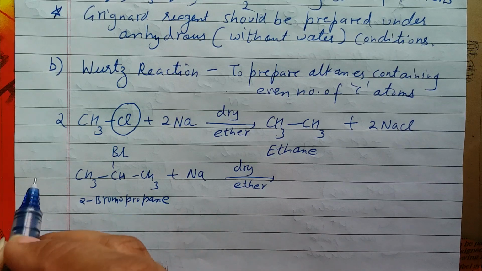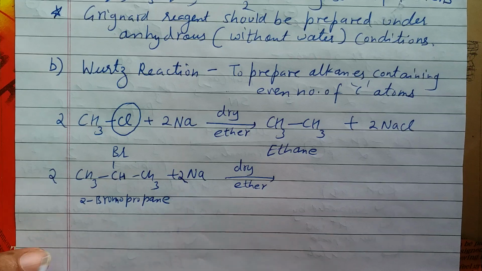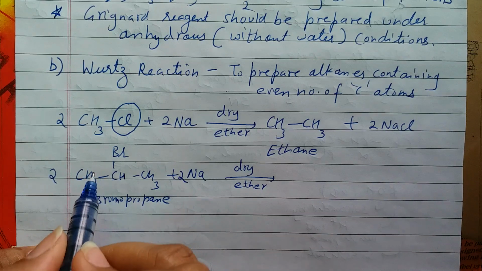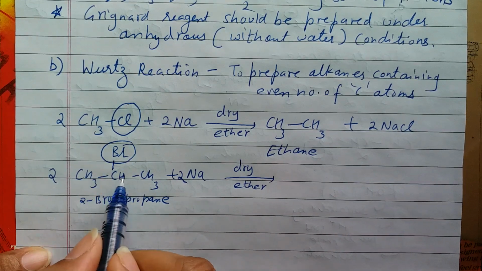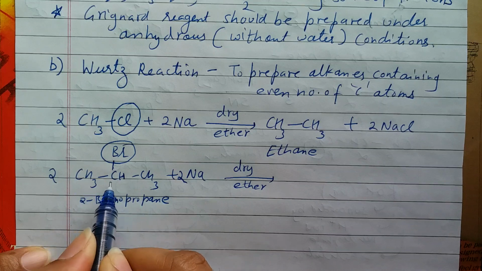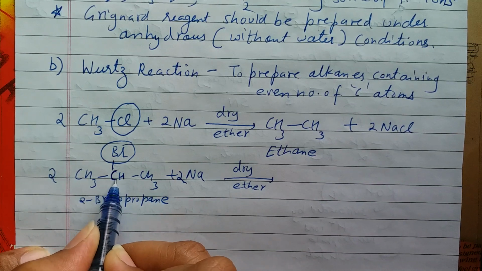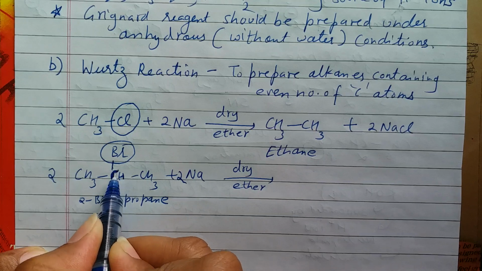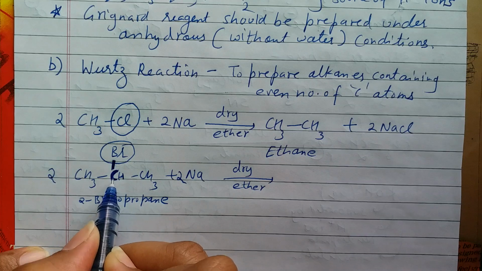Now when the reaction takes place, it will be 2 moles of this with 2 moles of sodium metal. And what you have to do to write the product is remove the halogen and connect 2 such groups with each other, because you have 2 such groups now. Remember to connect the 2 such groups from the center carbon, because the halogen is removed from the center carbon. So they will connect through the center carbon only.